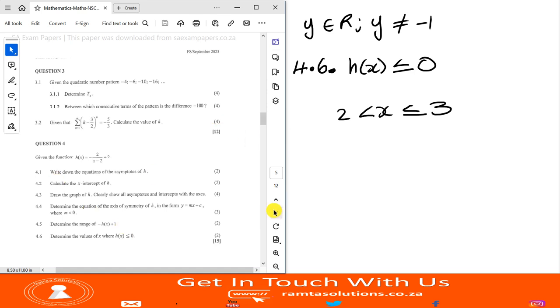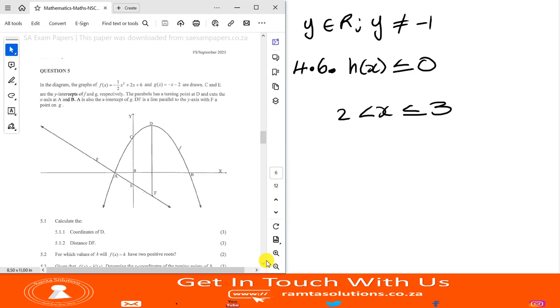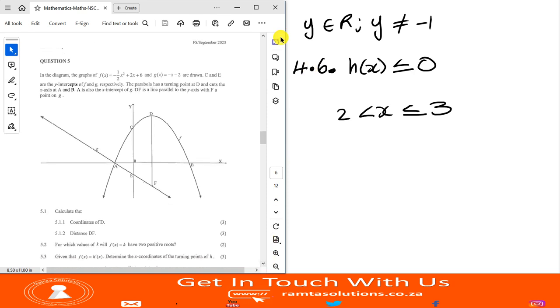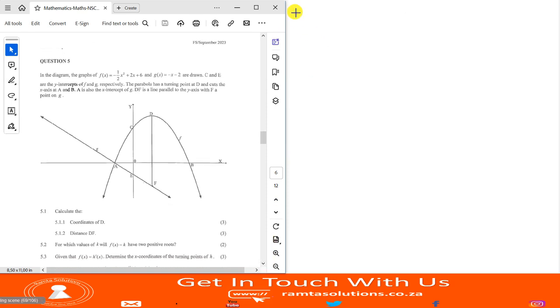So we are ready. Let's go to question 6. I'm going to start it on a new page. Remember, guys, if you are using a mobile device, please rotate your screen. It's very important that you rotate your screen. Okay? So in the diagram, the graphs of f of x equals -half x squared plus 2x plus c, and g of x equals -x minus 2 are drawn.